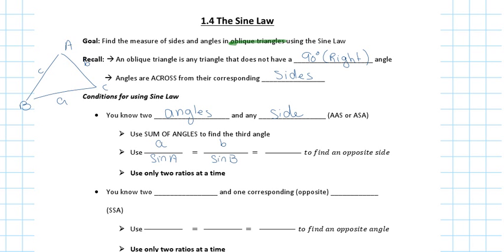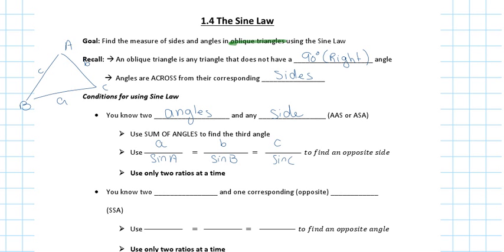Remember, guys, that the letters can be anything. They can be x over sine x, z over sine z, y over sine y. It doesn't matter, as long as they're the matching letters. And you only use two ratios at a time. So if you know A and B, you only use A and B. If you know B and C, you only use B and C. If you know A and C, you only use A and C. Formulas will be given to you on the test, so you don't need to memorize them, but it's good to know how to use them.